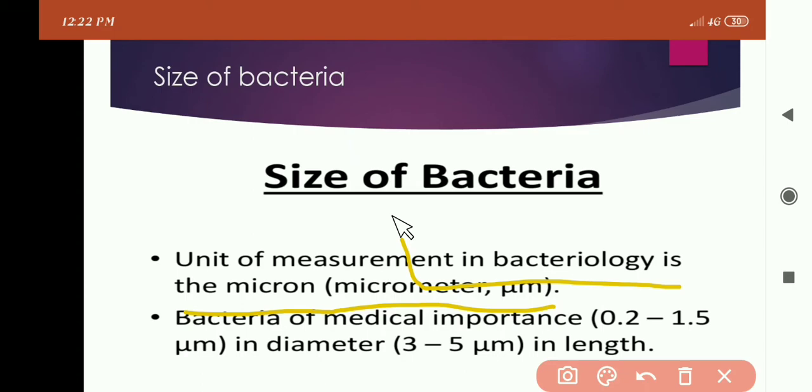Okay, so next is bacteria of medical importance. They also have a medical importance, meaning some bacteria are used for the production of antibiotics and so on, as well as some bacteria used for vaccine production. Some bacteria have a size of 0.2 to 1.5 micrometer in diameter, and some bacteria have 3 to 5 micrometer in length. Okay, so we can study the next.